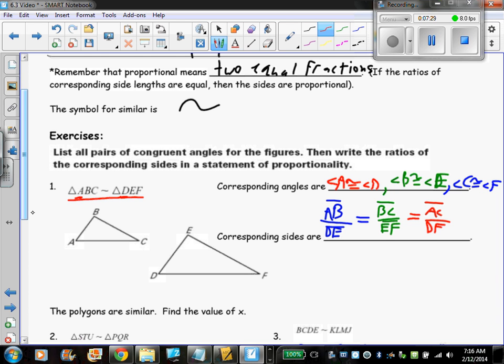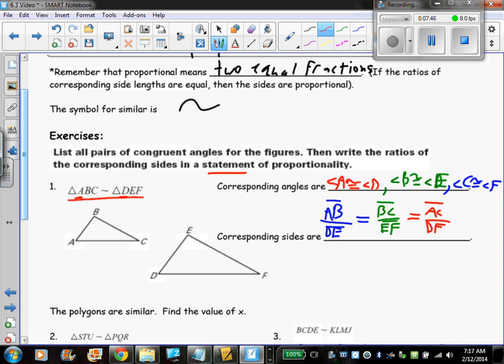So AB is not equal to DE, but if we take AB divided by DE, those lengths, it's going to be equal to BC over EF, which is going to be equal to AC over DF. So that's how similarity works.